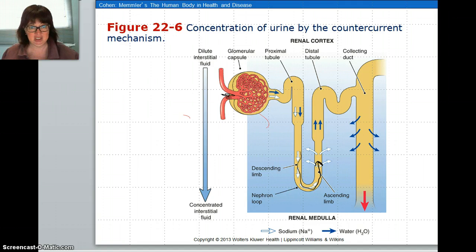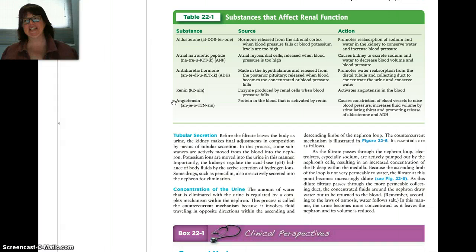Finding the information on that. Okay, there are substances listed in your textbook. On table 22.1, here are substances, hormones, that will affect it. What you have is aldosterone. Aldosterone is released by the adrenal cortex. Sorry, I had it coming from the wrong part of the brain. It's antidiuretic that comes from the hypothalamus. Aldosterone comes from the adrenal cortex.